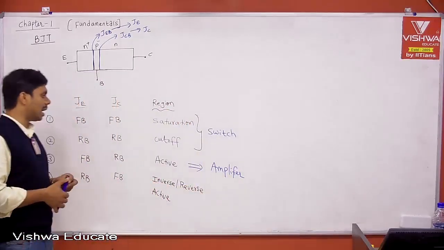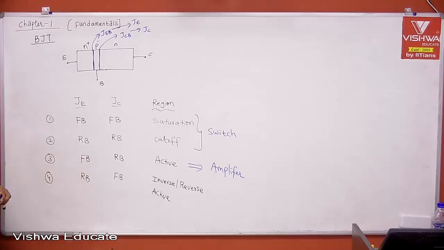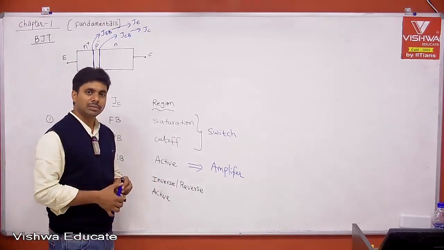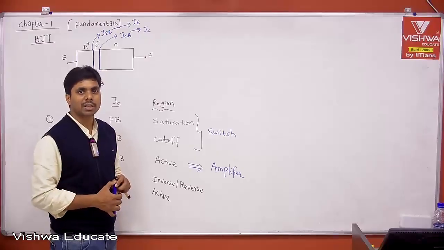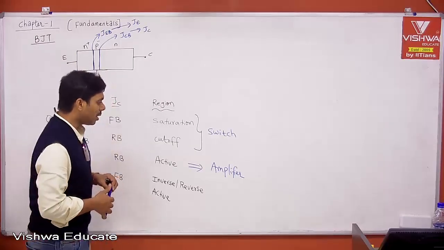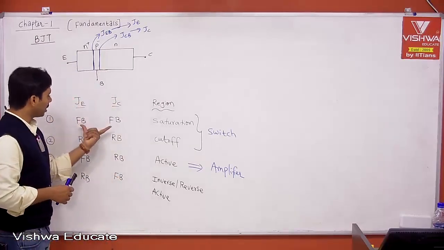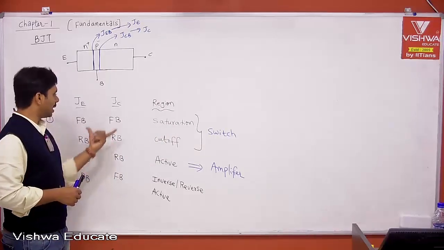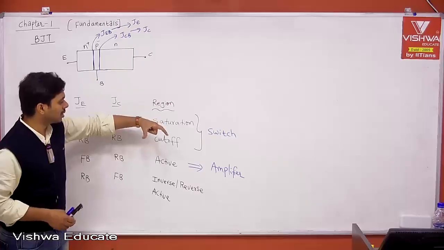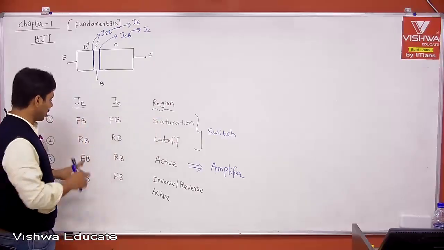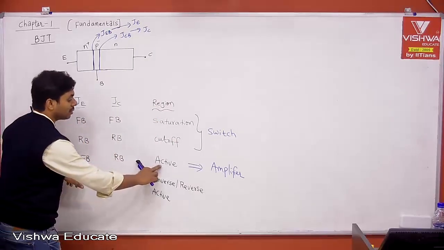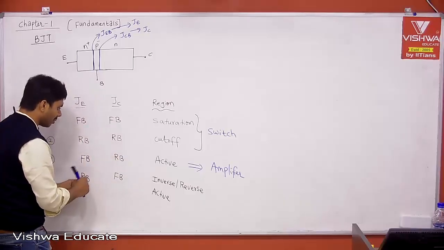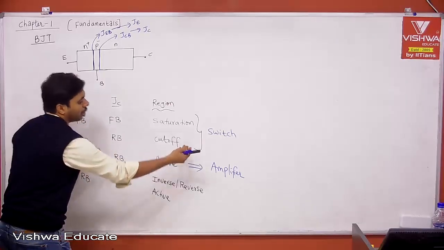Now, coming back to the last one, what is the application of this? Did you ever hear of inverse active region? Yes, we heard, but is there any application of this? If both are in forward bias, that is saturation region. If both are in reverse bias, exactly opposite to on switch, that is nothing but off switch. Forward bias, reverse bias is active region, and exactly opposite to it is reverse bias, forward bias. Therefore, exactly opposite to it.